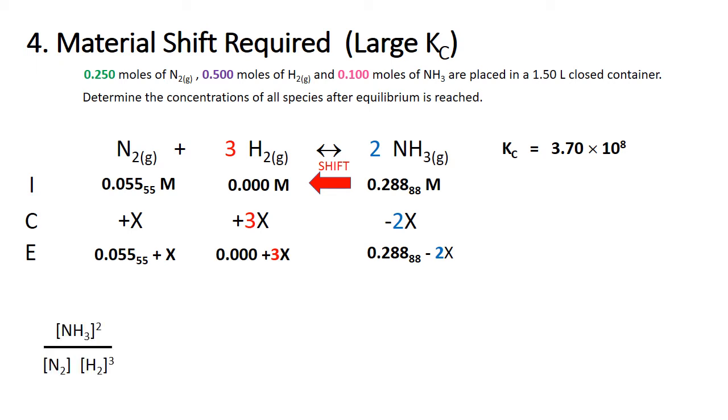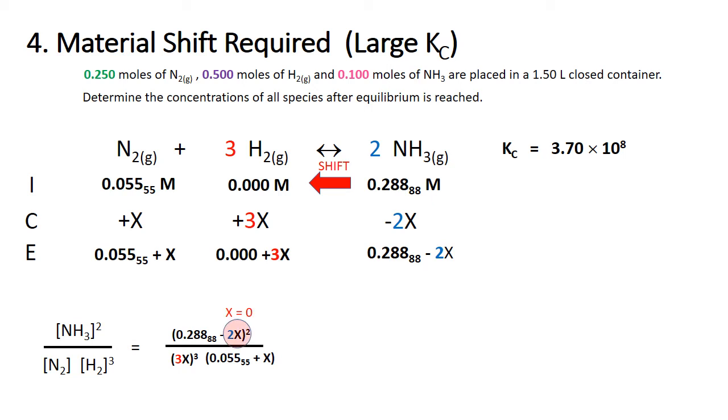The law of mass action for this problem is very straightforward. Ammonia is the product, and it's squared. Of the two reactants, nitrogen appears with a 1 superscript, and hydrogen appears cubed, as there's a 3 in front of hydrogen in the balanced chemical equation. Substituting the values for the equilibrium expressions that we've determined here, our product is 0.288 minus 2X. Our hydrogen reactant is 3X, and don't forget to cube it. And then we also have the nitrogen, 0.055 plus X, on the bottom of that fraction as well.